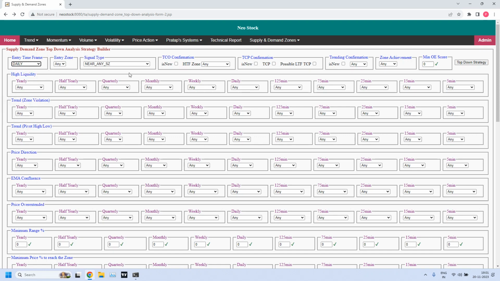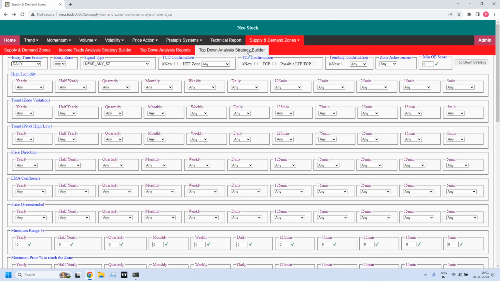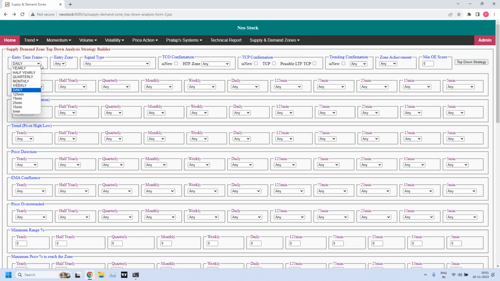Entry time frame is daily. Let me start a new one. Because it is a bullish setup, the entry zone is the demand zone. For the daily time frame, what is the monthly trend for a bullish setup? The monthly trend should be either uptrend or sideways. Weekly trend should be uptrend. And the daily trend can be anything.